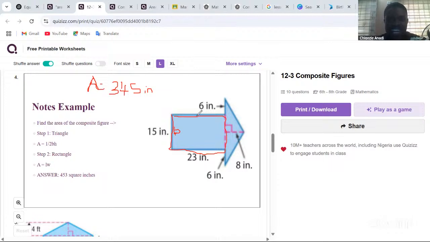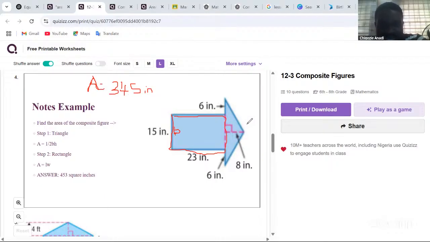Now, let's go to the next shape, which is the triangle, right? What did you tell me the area of a triangle is? Remind me what the area of a triangle is. The area of a triangle is base times height divided by 2. Very good. Base times height divided by 2.